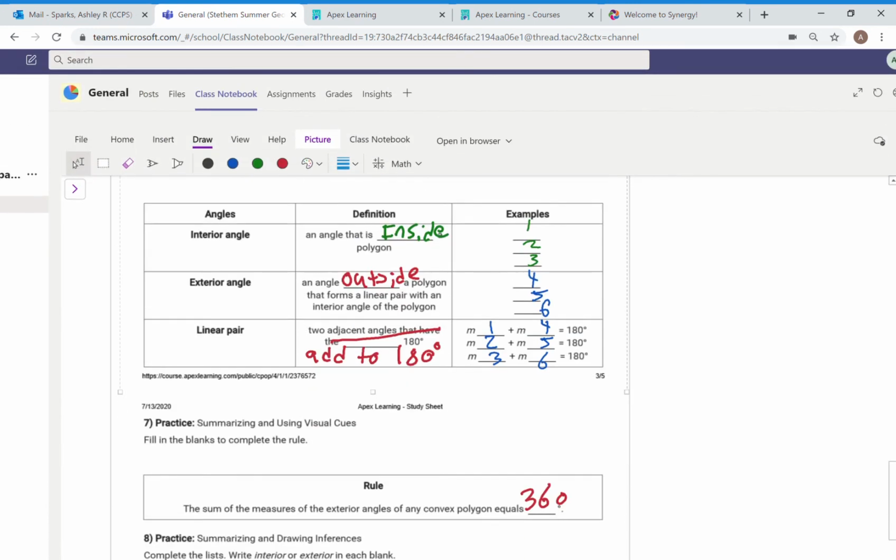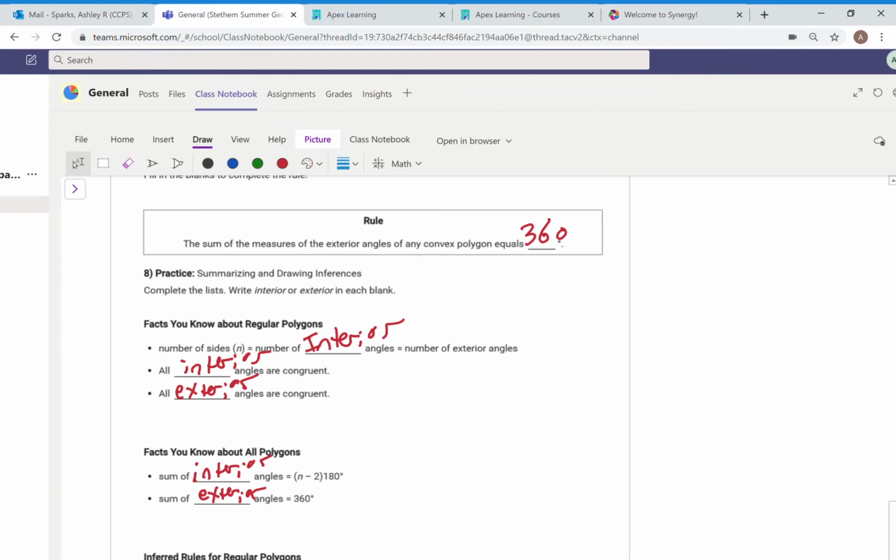come on, there we go. They add, and this is another big number in geometry, to 360. So the number of sides, interior angles, equals the number of exterior angles. So there's the same number. All interior angles and exterior angles for right now, for a regular polygon, will be congruent.